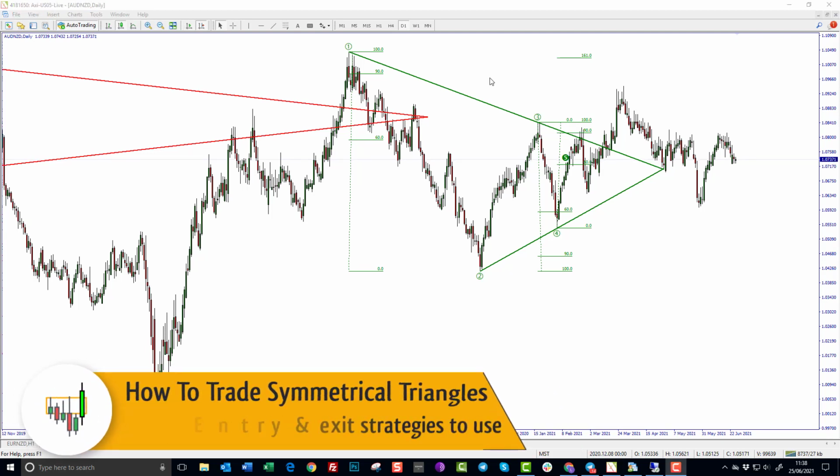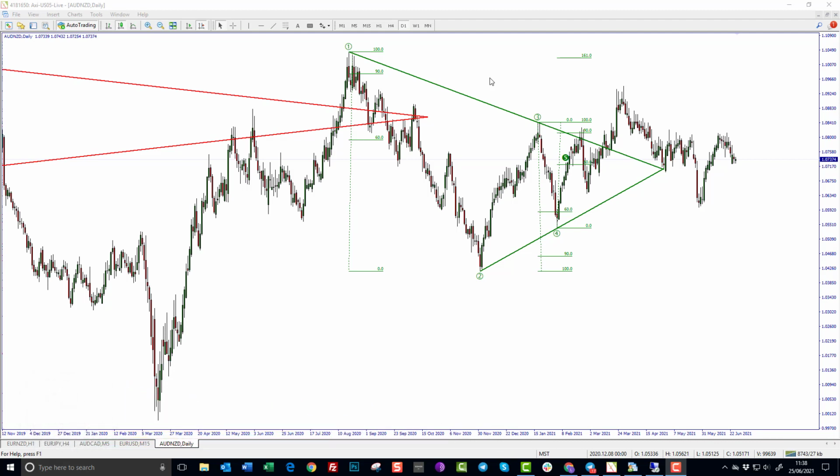Okay, so we're going to use this triangle pattern as an example. This is a fairly recent one that's formed on the Aussie dollar, New Zealand dollar on the daily chart. And you can see obviously we've got a bullish symmetrical triangle formed here. The first thing we need to do is determine which way we're going to trade this.